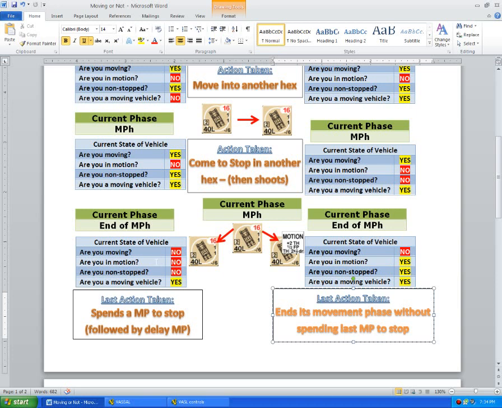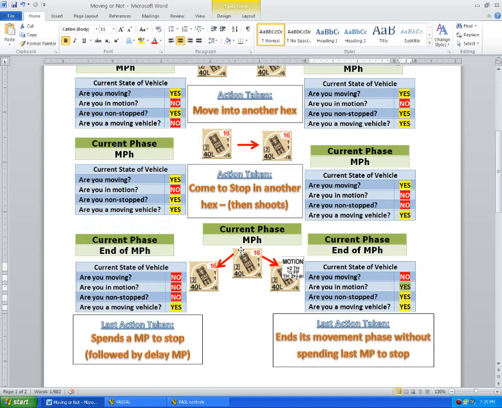Many differences between the different states of your vehicle. Are we moving? No, we're no longer moving because we're no longer spending movement points on it. So we're not moving that counter anymore. We're done with that counter. So are we moving? No. Are you in motion? Yes, we are in motion. Notice the only time we've had yes so far is when we have a motion counter. So when you have a motion counter on your vehicle, you are in motion. Are you non-stopped? Yes, we are non-stopped. We're in motion. So yes, we are non-stopped. And are we considered a moving vehicle? Yes, of course. We are still considered a moving vehicle.